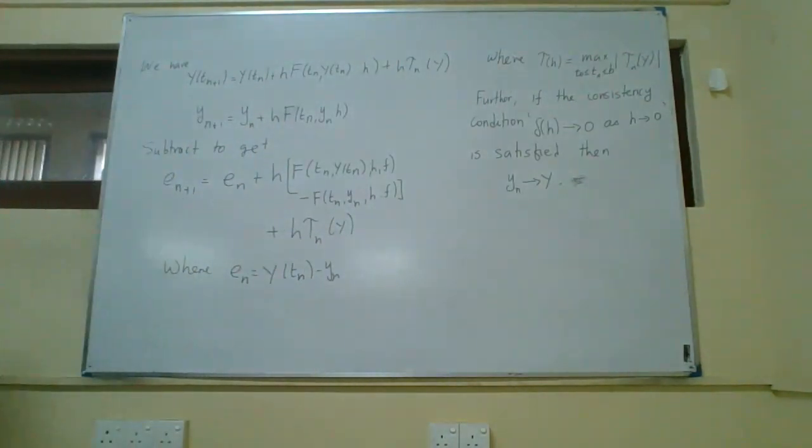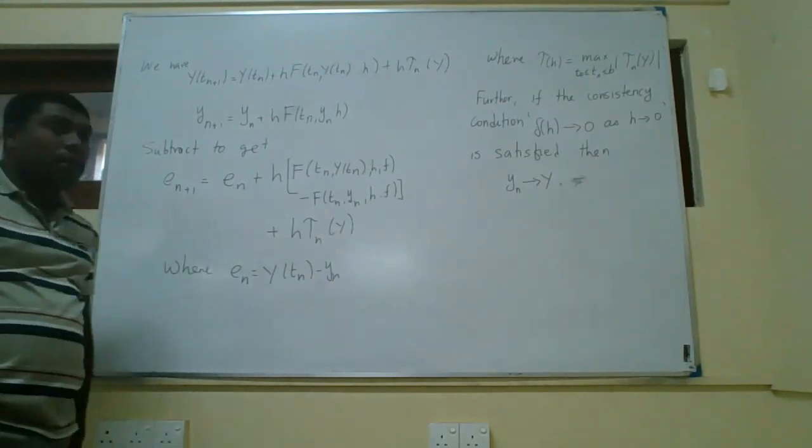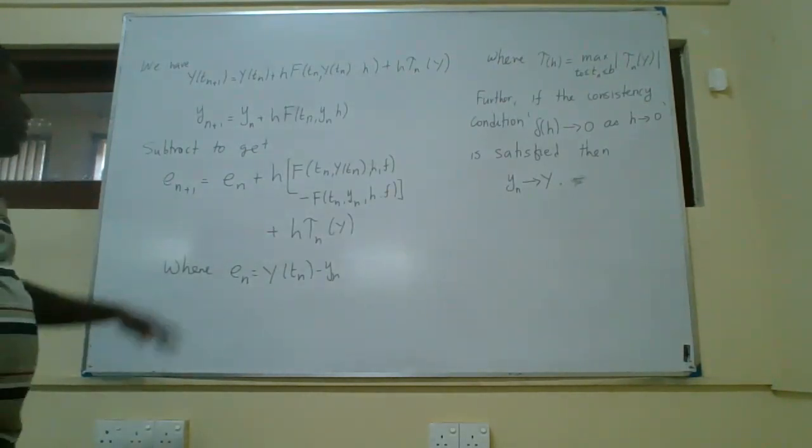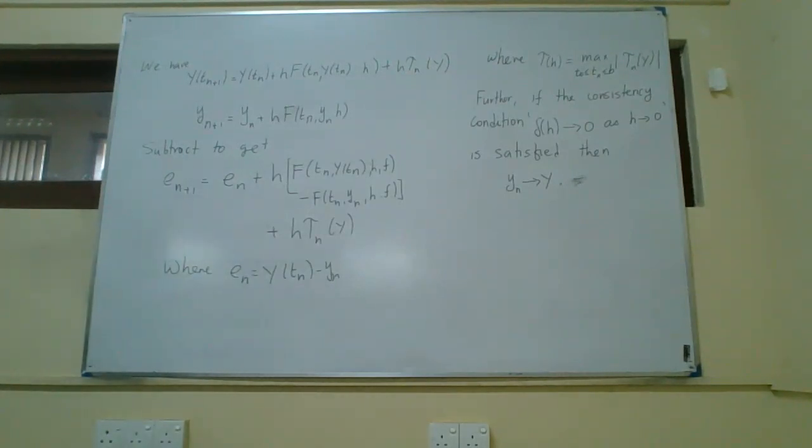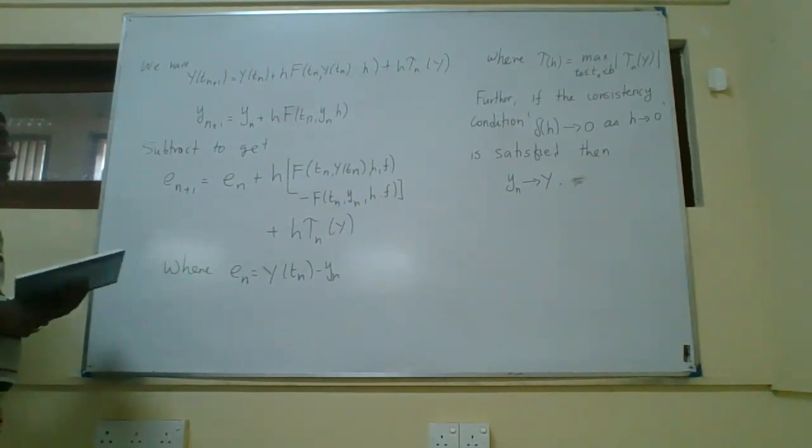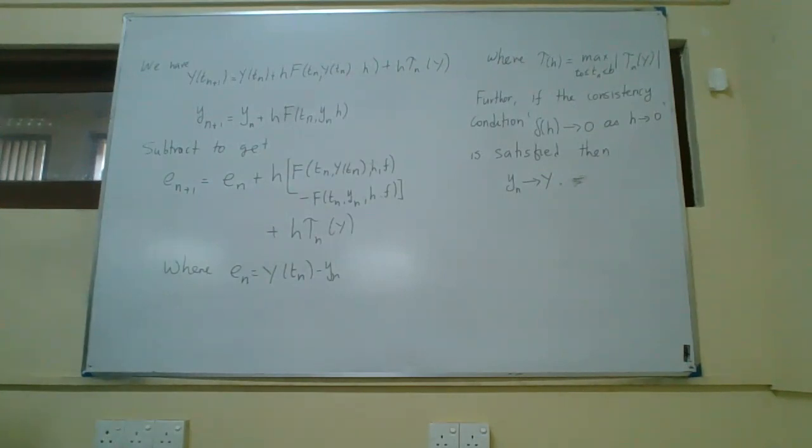Right, so basically first you have to find the error bound, so you try to find the error. So in this case, you have y of Tn plus 1 minus Yn plus 1. So when you subtract, you get En plus 1 and so on. So you have this relationship, right? So you take the absolute value, right?